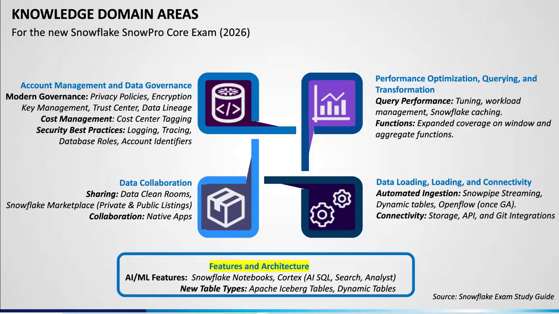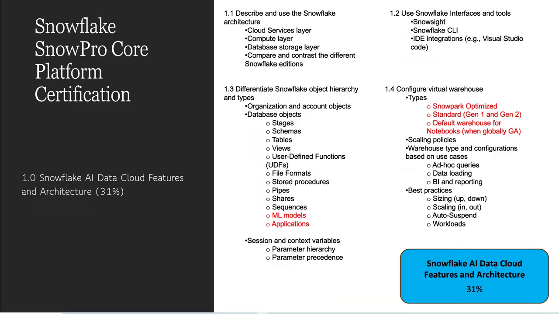The new exam format will test over AI and ML features and new table types, such as Apache Iceberg tables and dynamic tables. Other important topics in some of the other sections include the Trust Center, data lineage, OpenFlow, and logging and tracing. The exam section worth the most is the Snowflake AI Data Cloud features and architecture section, which makes up approximately 31% of the exam questions.